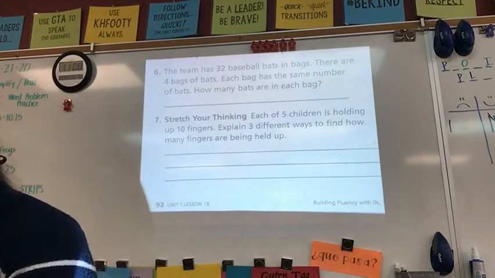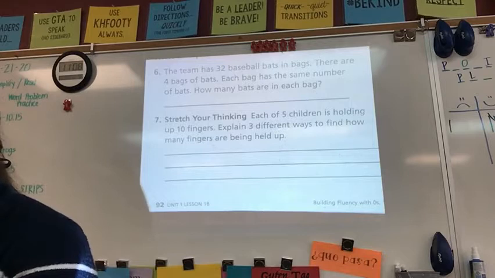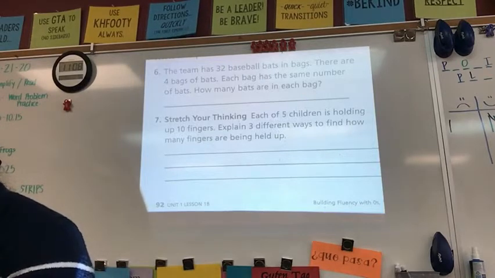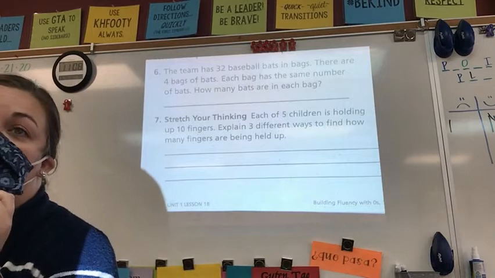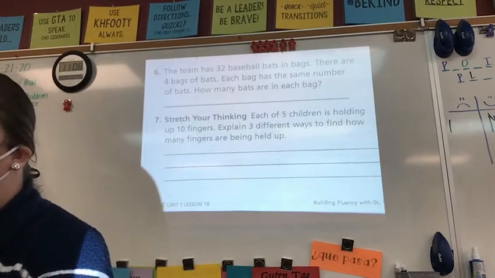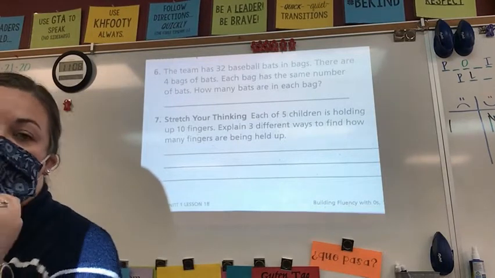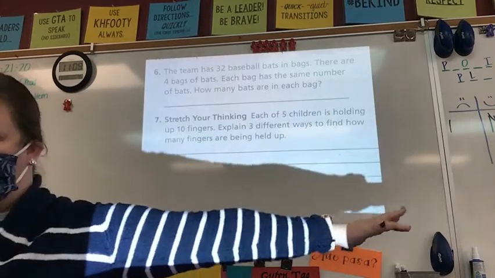Each of 5 children is holding up 10 fingers. Explain 3 different ways to find how many fingers are being held up. Here's my first example. I need 5 volunteers because it's 5 children. And when I call your name, you can come and we're going to space out, making sure you're stretched out up here.